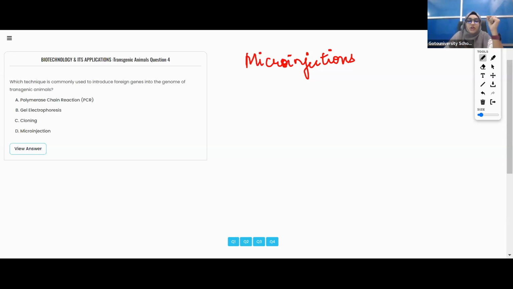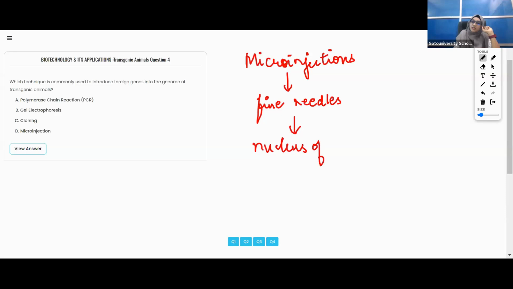Microinjection involves using a very fine needle to inject foreign DNA directly into the nucleus of a fertilized egg cell. Is it clear? I'll write it down, it will be more clear. What are they using? Fine needles. By fine needles, they directly inject the foreign DNA into the nucleus of a fertilized egg cell. In the previous example also, in the mice, we injected using microinjection into the embryo of a mouse.